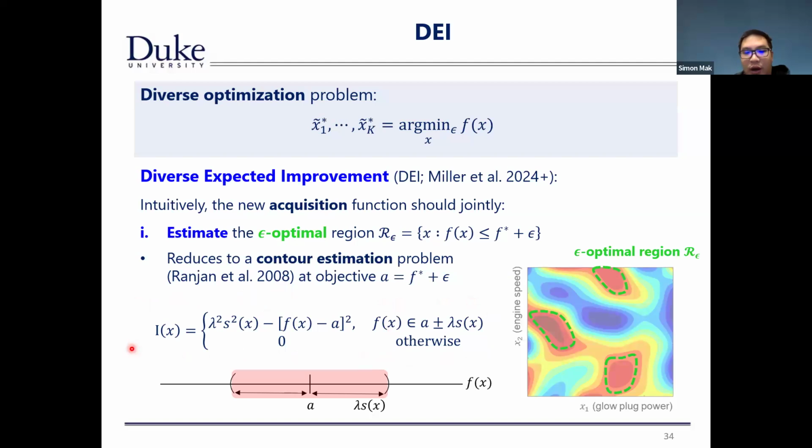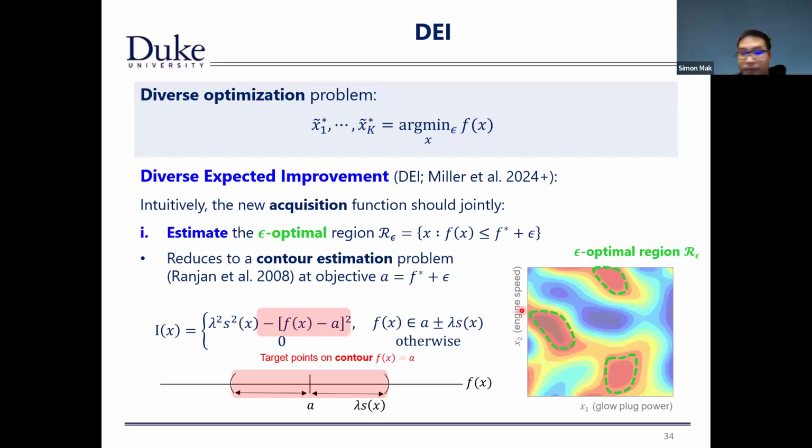Now, again, it looks a little bit complicated, but it's actually quite intuitive. Let me just walk through this step by step. The first part of this utility is this part right here: minus f of x minus A squared. To maximize this, we want points that are going to be close to the contour with f of x equal to A. So this part right here is going to try and target points where the x's are close to the desired contour.